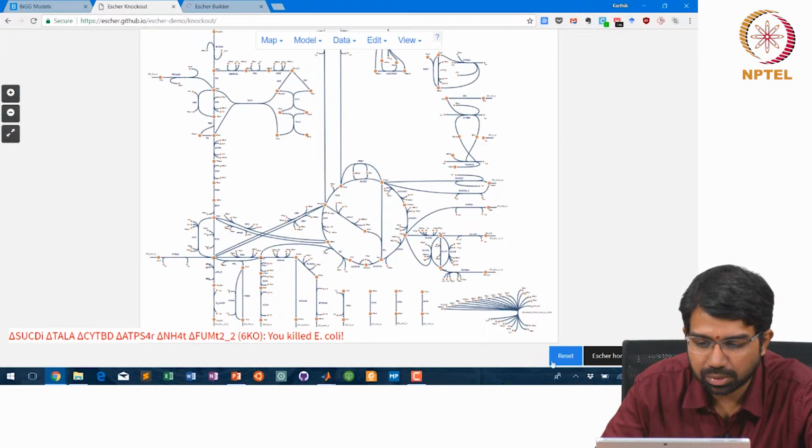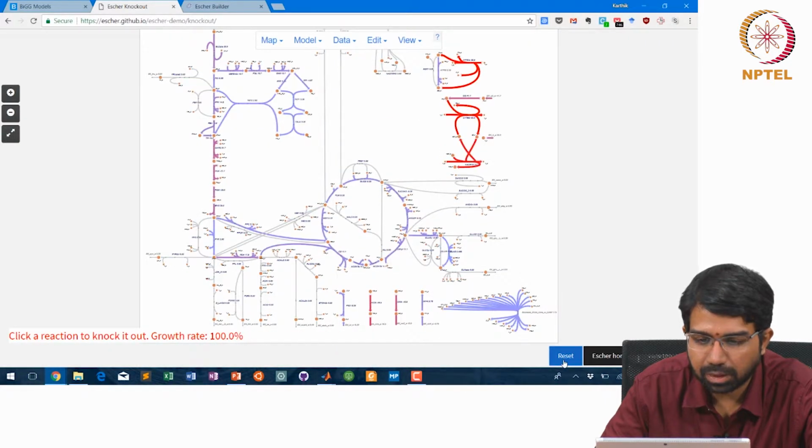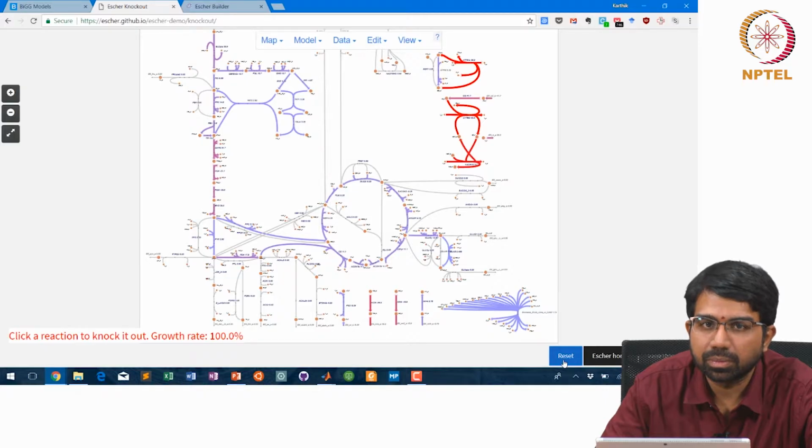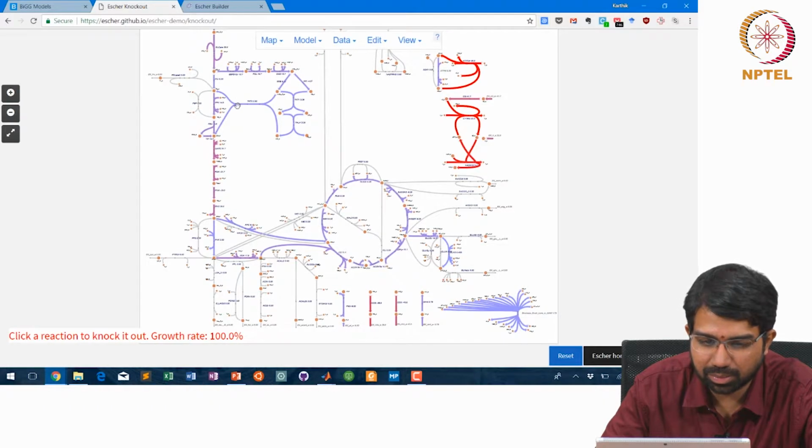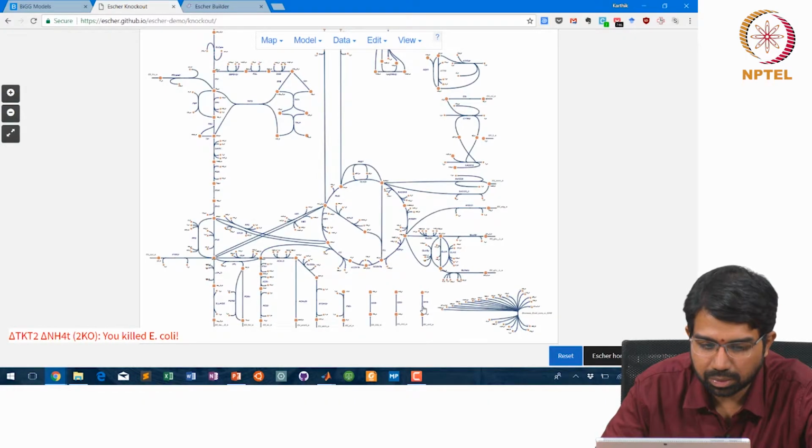So, you told that if it is less than 5% of what is maximum, then it is lethal. So, the last one need not kill E. coli, right? They must have done a similar check there. I don't know what's the exact cutoff they used. So, this growth rate is 99.1. Yeah, so this might be a single lethal.